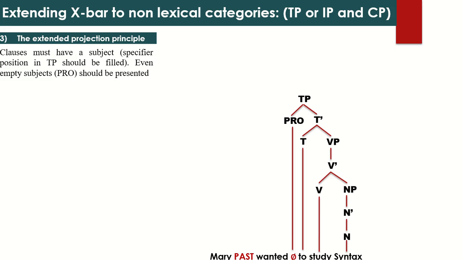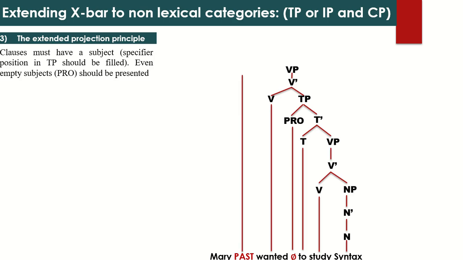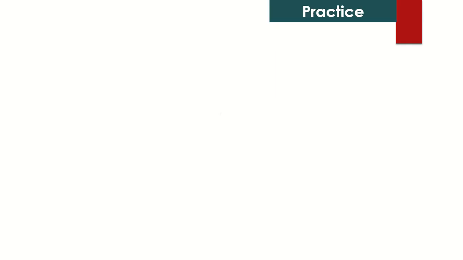Now, wanted, this TP, wanted what? It is the complement of want, V, TP, V bar, then VP. The tense of wanted is the past, so T, VP, T bar, and finally Mary is the subject. We present the 3 levels, N, N bar, NP, NP, T bar. We have a TP. Let's move to practice.